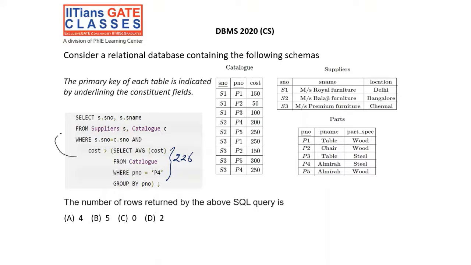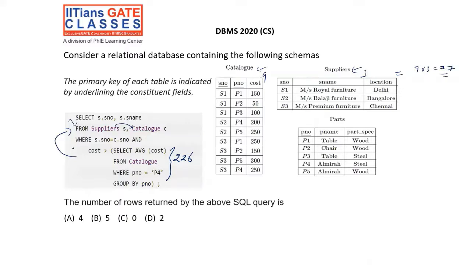So let's go to the main query. Here first we have to go directly to the from clause. In the from clause, two tables are there. It means we need to take the cross product of these two tables. In the catalog table, 9 tuples are there. In the supplier table, 3 tuples are there. So in the cross product, 9 into 3, 27 tuples will come in the cross product.